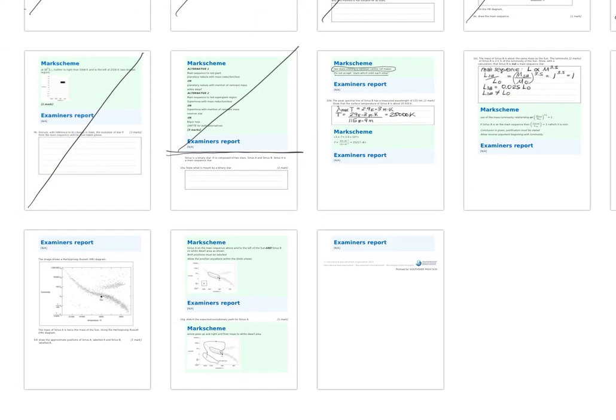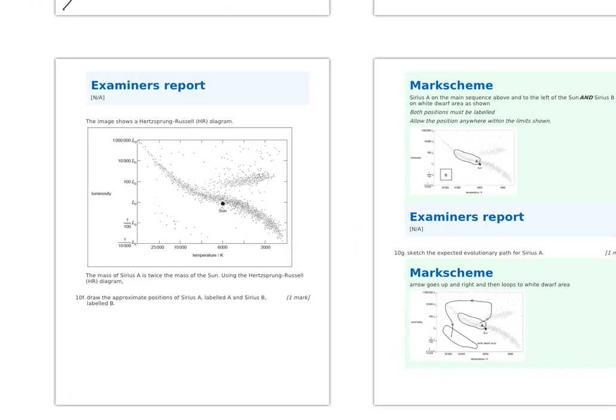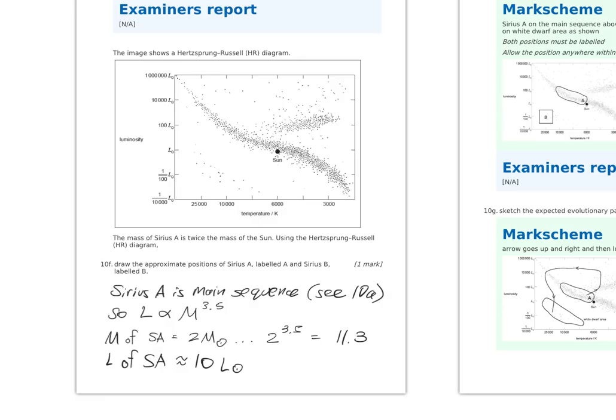All right. Then let's continue. We have ourselves an HR diagram. Okay, so Sirius A is main sequence, so its luminosity is proportional to the relative mass to the 3.5. It says that the relative mass of Sirius A relative to the sun is double. So 2 to the 3.5 is 11.3. So Sirius A has roughly 10 times the luminosity that the sun does. So being in the main sequence, just above the luminosity of the sun, gives it that position. Sirius B is a white dwarf, so it's going to be at the lower left of the diagram.